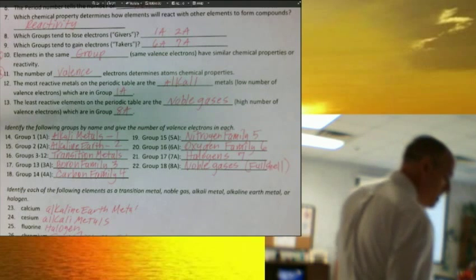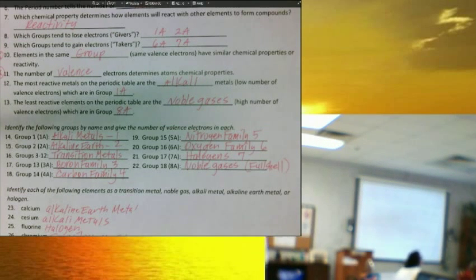You also need to know the number of valence electrons. Which one of these can you not determine valence electrons? 3 through 12, the transition metals. Remember, those do not follow the rules. Okay? I personally don't know why. They better be careful they're not following the rules. They are not following the rules.